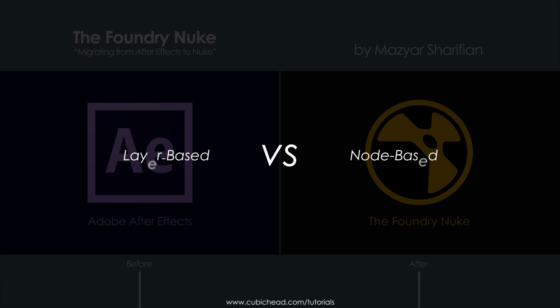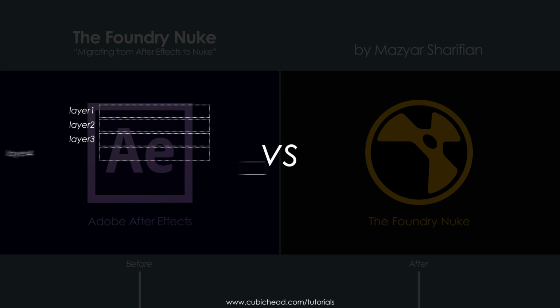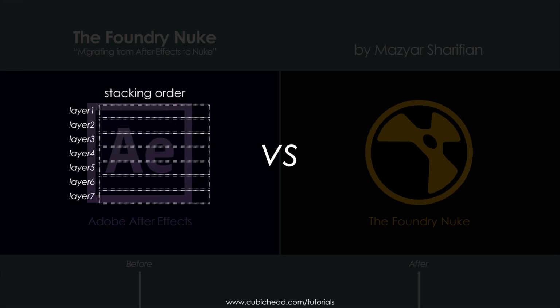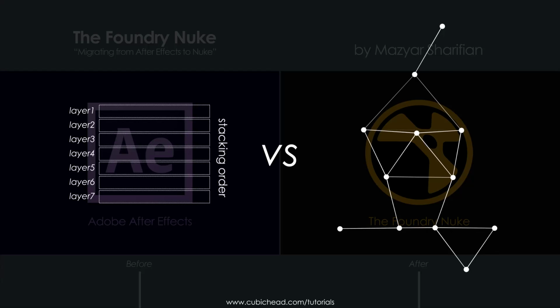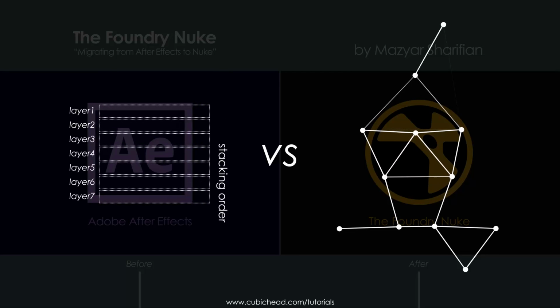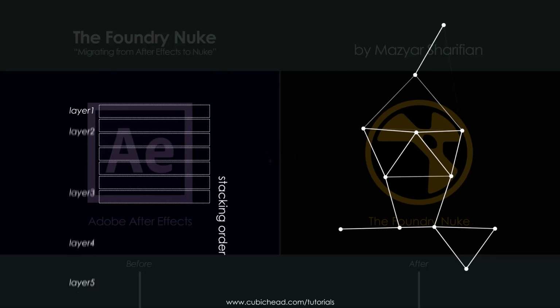So what is the difference and what's the purpose? Let me first tell you the difference. In After Effects you are introduced to layers and their stacking order, exactly like Photoshop, but in Nuke you are introduced with nodes and you need to decide which are to be connected. So what is the purpose of using node-based instead of layer-based, or maybe the opposite?